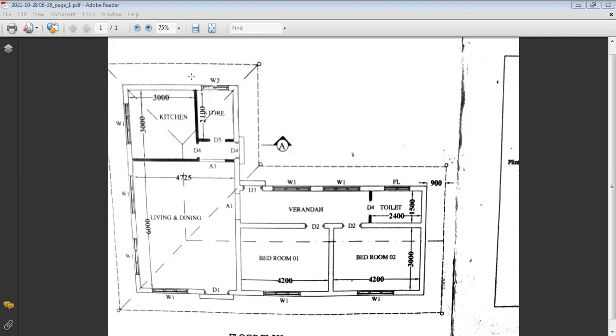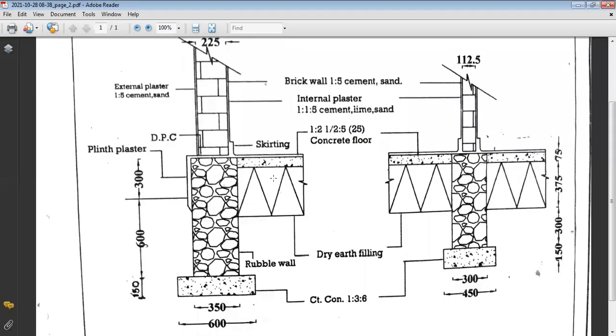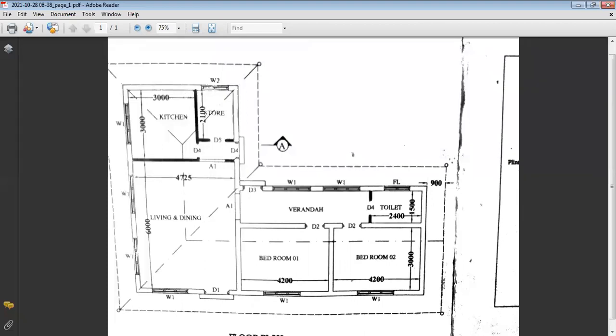This is one of the drawings, one for the floor plan. The second one is for the foundation details for the 225 millimeter brick wall and 112.5 brick walls, because there are two walls. The drawing example for the storeroom: this is the 225 brick wall, the store and kitchen, plus one for the 112.5 wall.